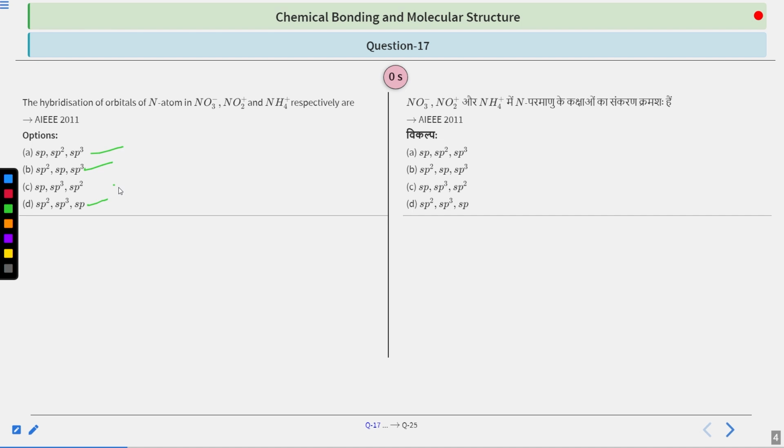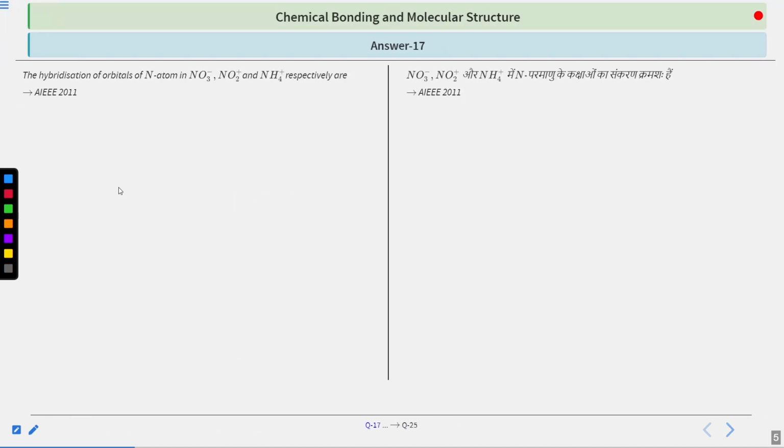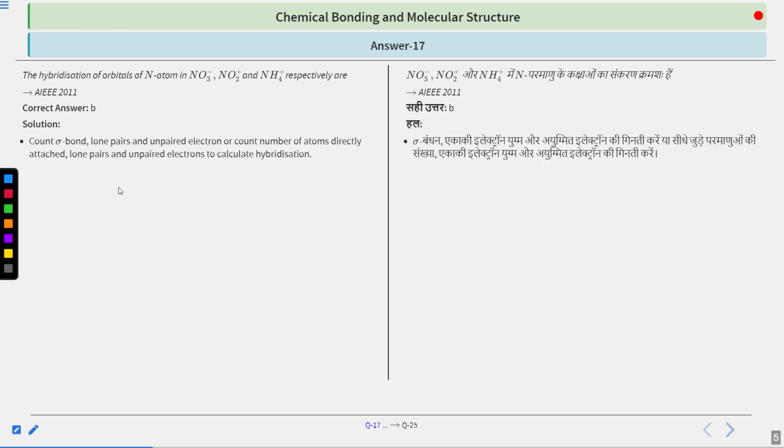Now let us see how this can be solved. First of all, we have to look for the hybridization of nitrogen atom in all these three nitrogen oxides and hydrides. So two oxides are there and one hydride is there. So first of all, the correct answer is B. So this is the explanation.